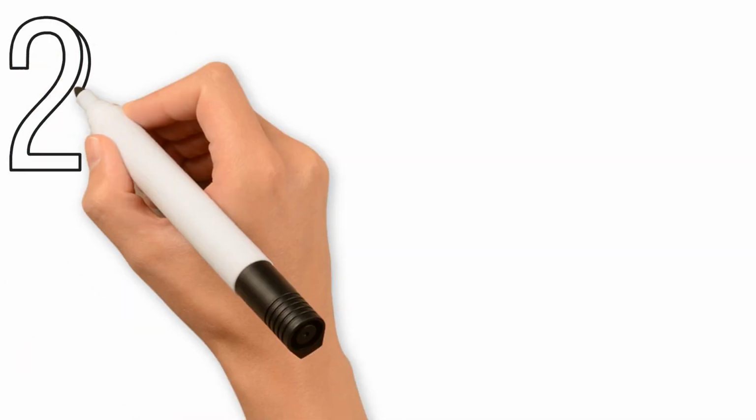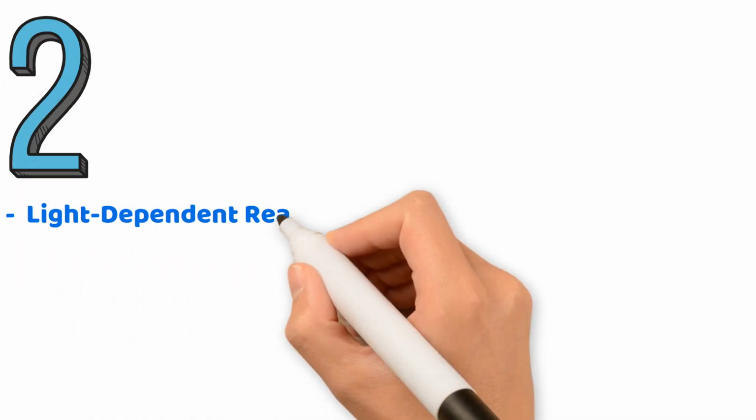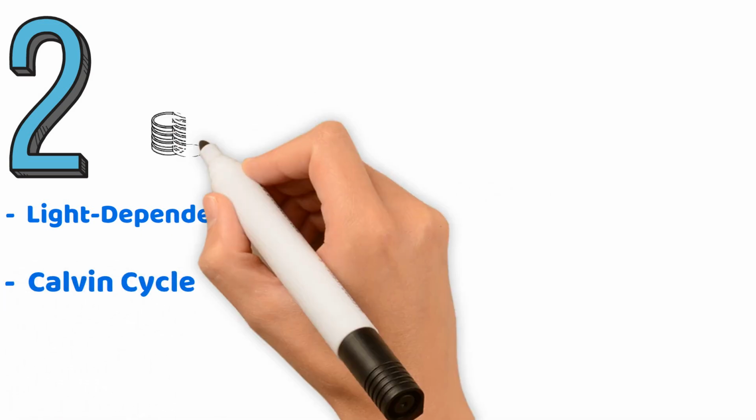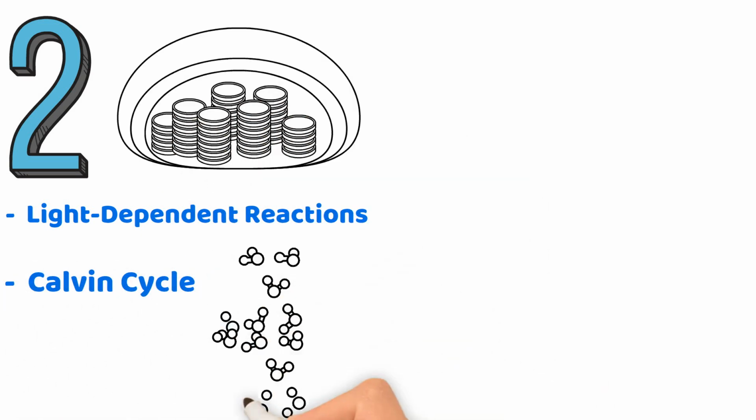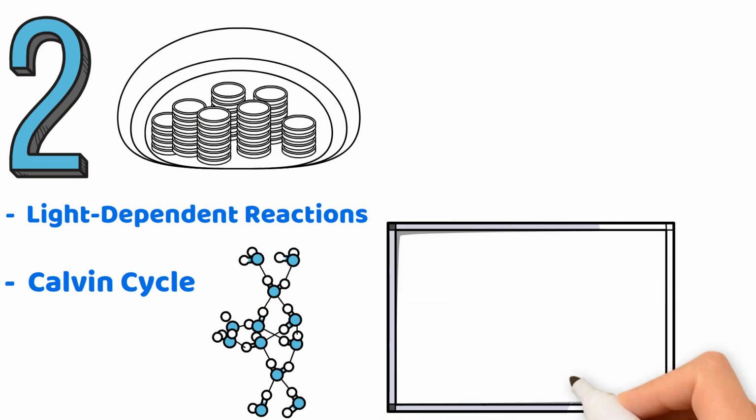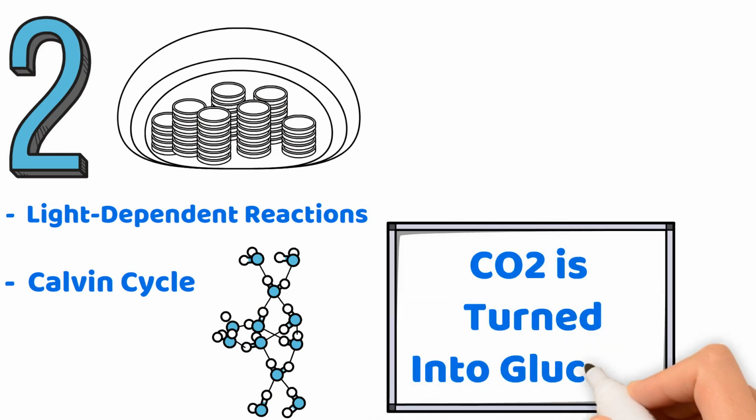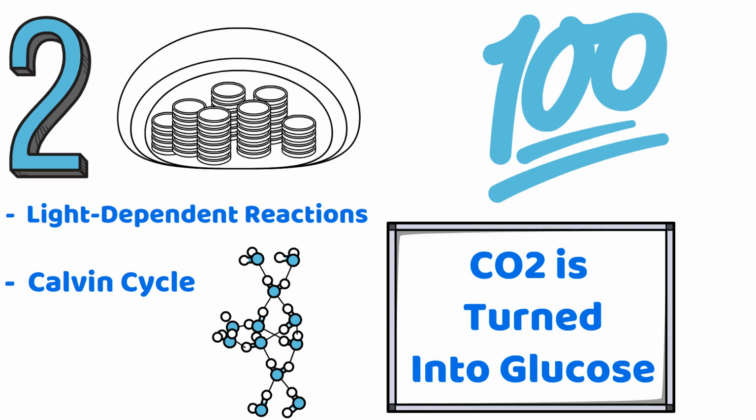Photosynthesis happens in two main stages: the light-dependent reactions and the Calvin cycle. In the thylakoids, sunlight splits water into oxygen, while in the stroma, CO2 is turned into glucose. It's a beautiful, life-sustaining cycle.